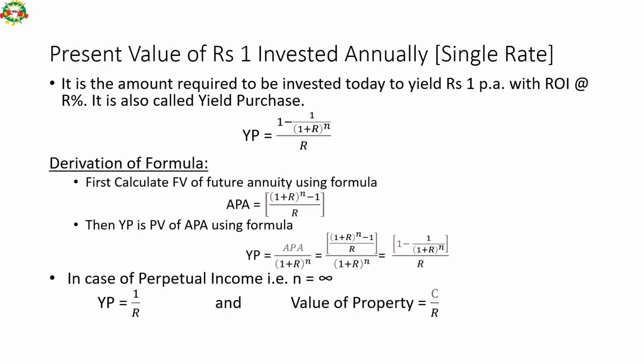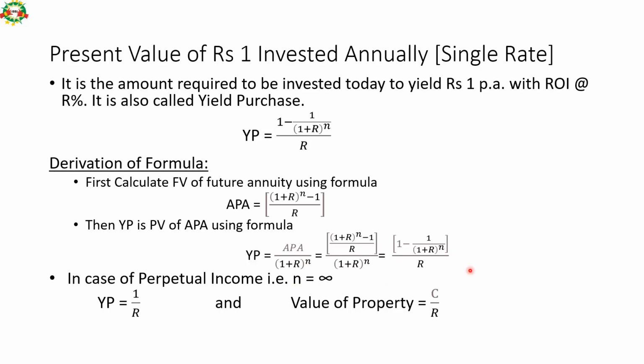Now, after solving the future value of 1 rupee invested annually, let us understand the present value of 1 rupee invested annually. The formula is similar. We derive it from the future value formula. First of all, we calculate APA, like first calculate the future value of annuity, like in the previous example we understood. So this was the formula. And then we get a future value, a single cash flow, then you capitalize it to a present value. So if you divide this APA by 1 plus R raised to power n, then you get this formula.